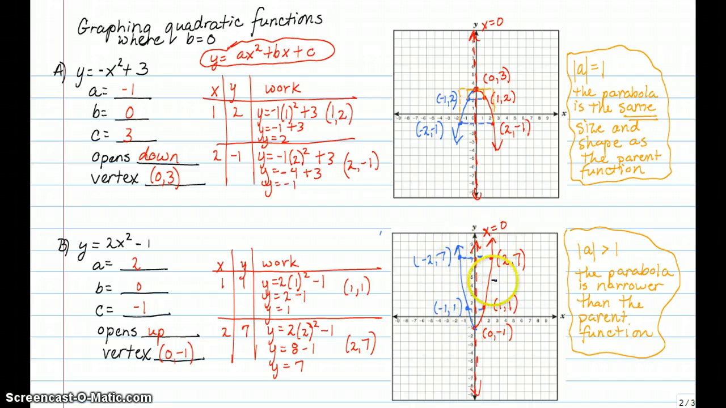You can see that this is a thinner parabola. That's because anytime the absolute value of a is greater than 1, so it could be 2, negative 2, 3, negative 3, the parabola will be narrower than the parent function. Not really that useful, but kind of nice to know so that you know what you're looking for.